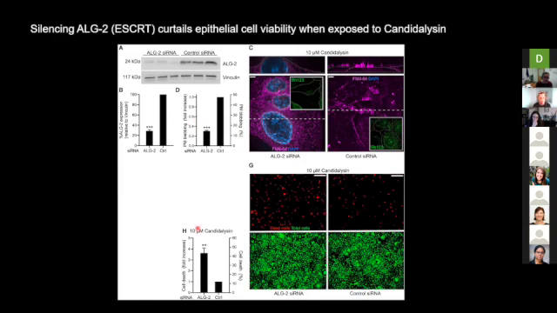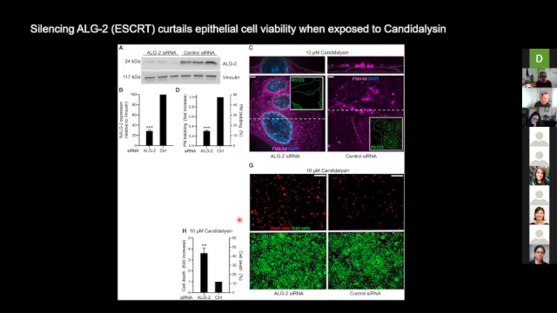Similarly, we use the same concentration of Candidalysin, and now we're staining for dead cells, just the regular PI staining. And we found this low threshold concentration where with the control siRNA, we get very mild cell death. Only, I think it's maybe 10% of the cells that die. But at this low concentration, if the cells lack ALG2 and if they lack the ESCRT-mediated repair, there's a 3 to 4-fold increase in cell death, suggesting that ALG2 and ESCRT is required for full cell viability during infection.